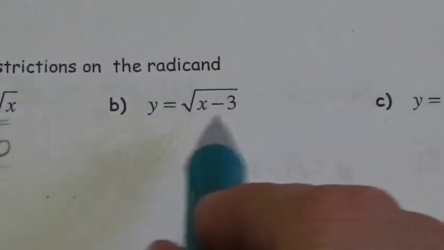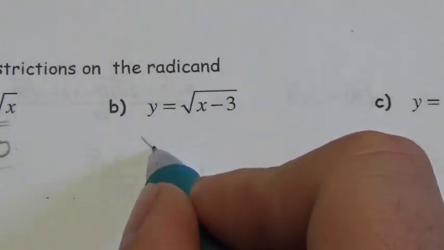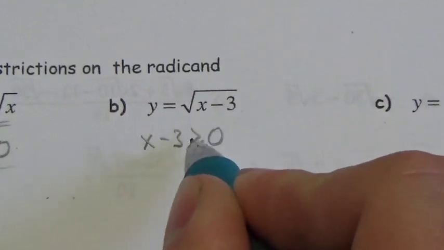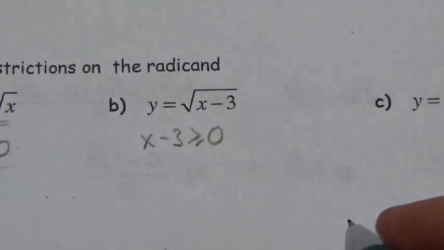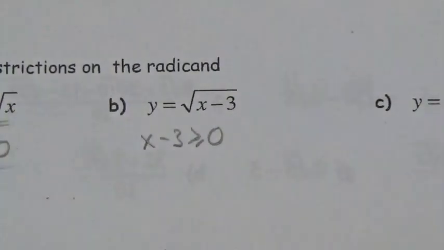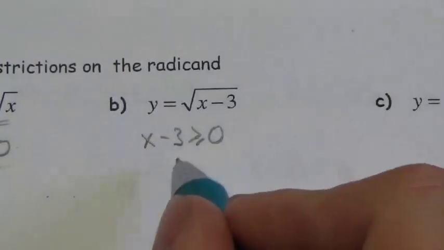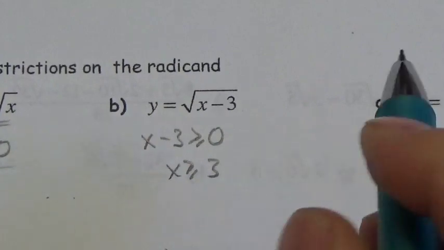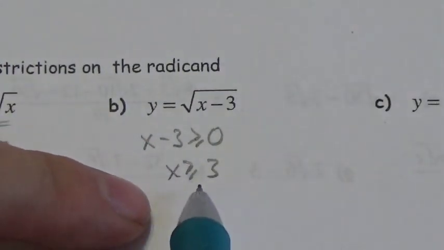Here, my radicand is x minus 3. In order to get real answers, x minus 3 has to be greater than or equal to 0. Now I'm going to isolate the x, so I'm going to add that 3 to both sides. And so my overall restriction here is that x has to be greater than or equal to 3.